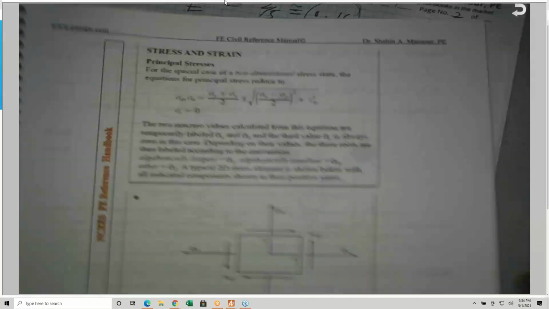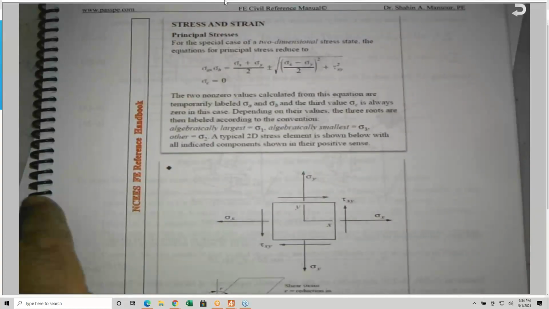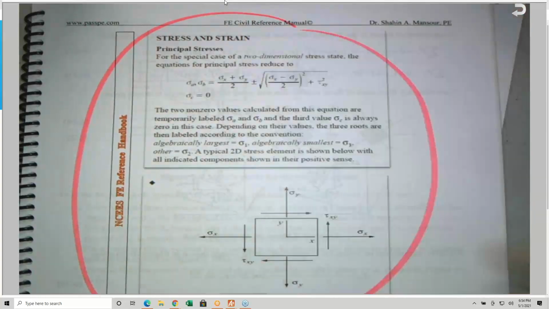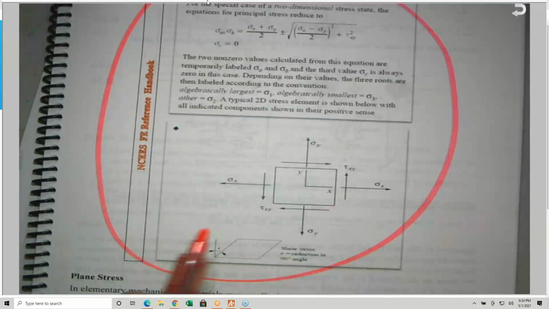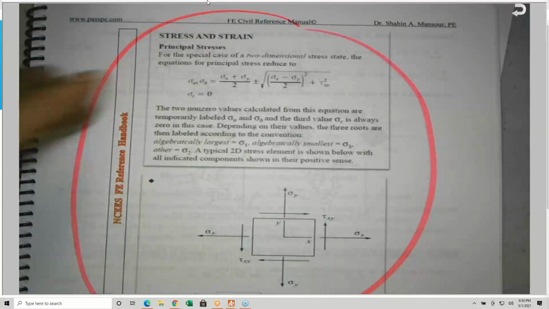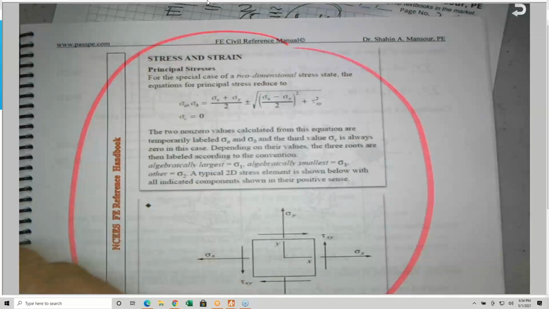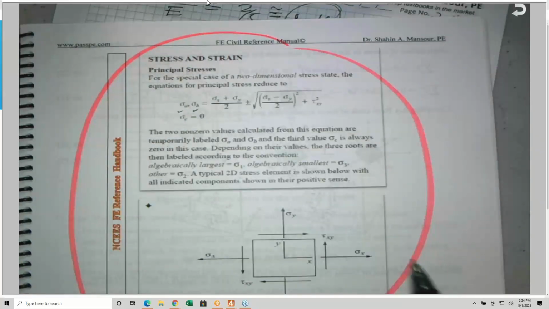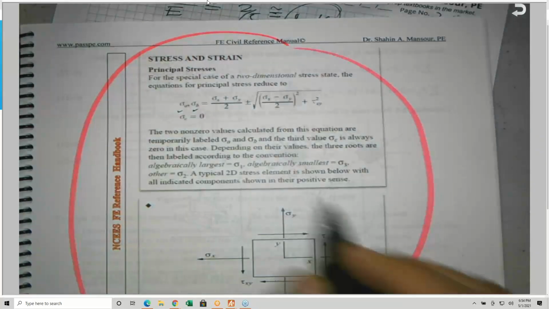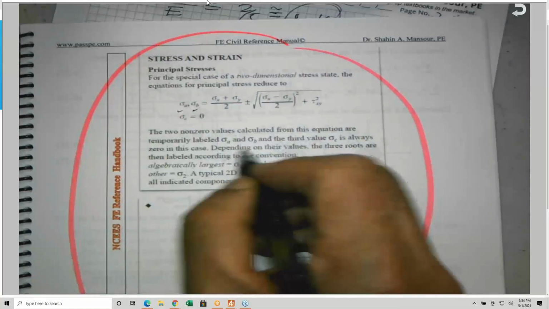Another section: stress and strain. This is what's given in the NCEES. They came up with these two equations, which are sigma A and sigma B. Sigma A and sigma B are known as the principal stresses, by the way.